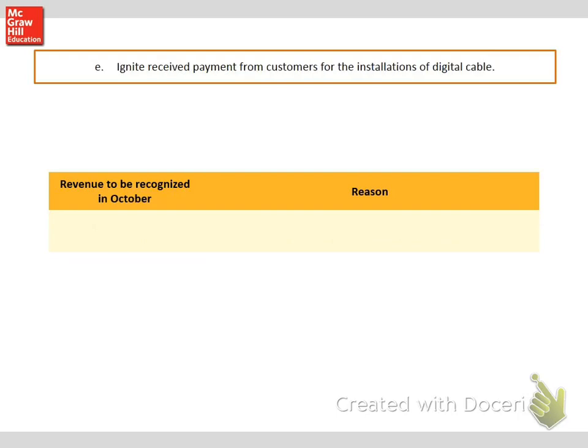And then I think this is the last one. Ignite received the payment from the customers for the digital cable. Is that revenue in October? No, because you just told me it was revenue already, right? So now what are we going to do? What's the journal entry? Cash, debit, and accounts receivable, credit. We already recognized the revenue.